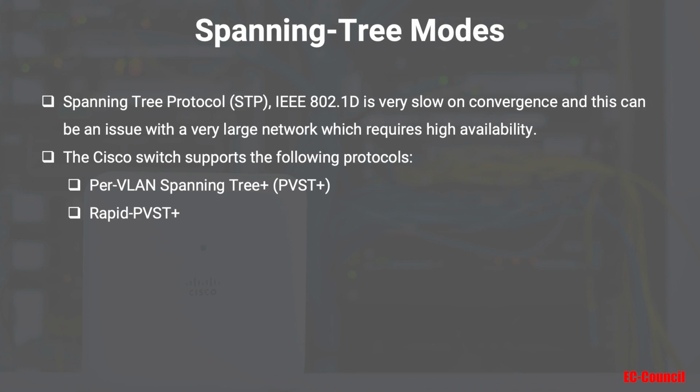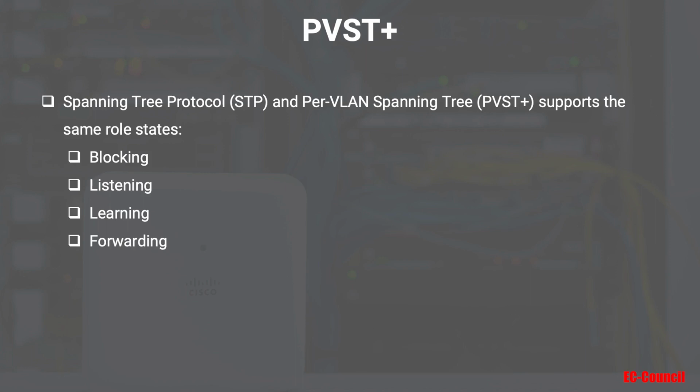Cisco took the open standard version of spanning tree and made their own proprietary version, which is called Per VLAN Spanning Tree Plus, or better known as PVST+. Cisco also took another variation of spanning tree, which is known as Rapid Spanning Tree, which provides faster convergence, and made their own version, which is called Rapid PVST+. PVST+ supports the following port states: blocking, listening, learning, and forwarding. Please ensure that you remember these port states simply because you are required to know them for the official exam.